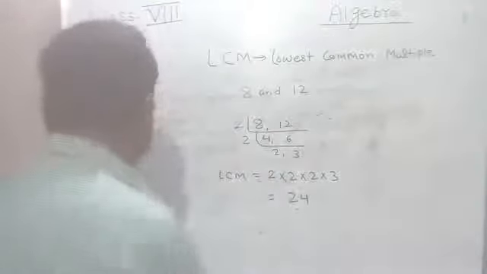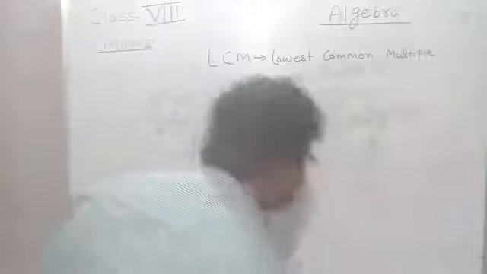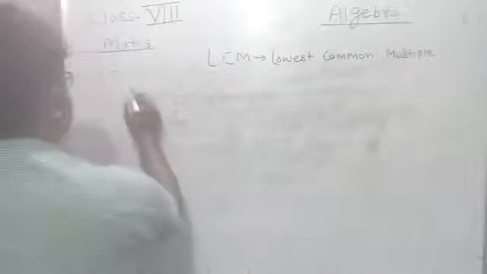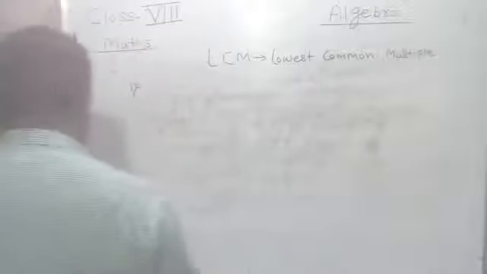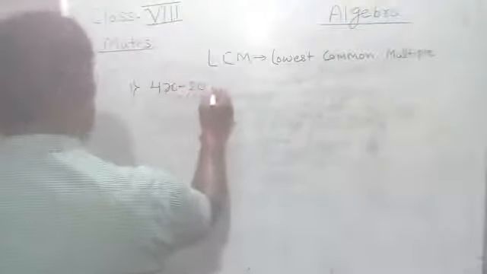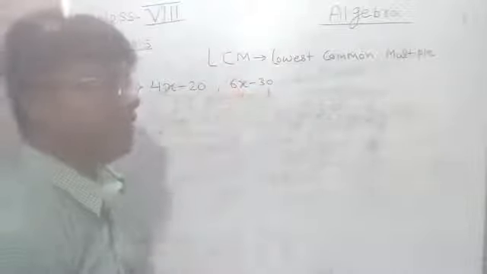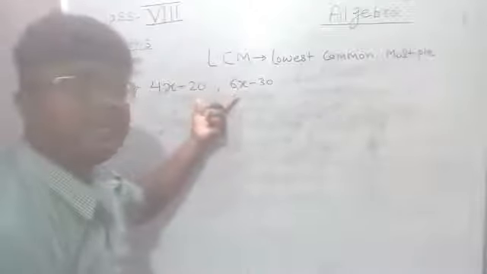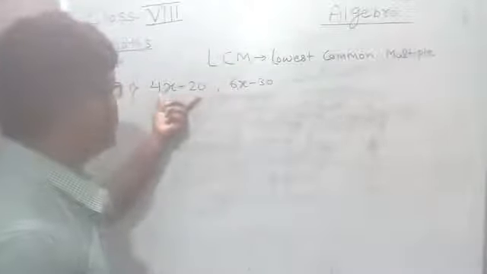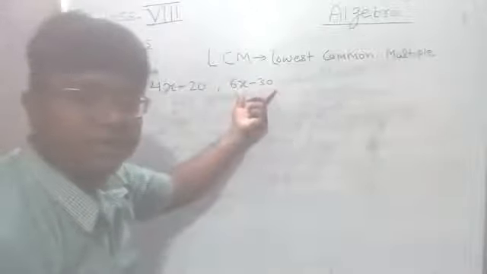So let's do it. Your first question is 4x minus 20, 6x minus 30, okay. You need to find the LCM of 4x minus 20 and 6x minus 30. So two algebraic expressions are given to us. Your first algebraic expression is 4x minus 20 and the second algebraic expression is your 6x minus 30.